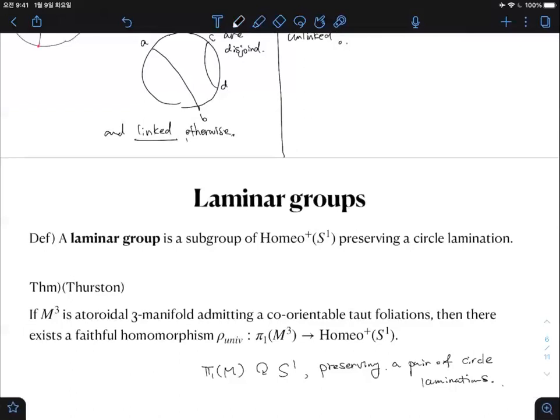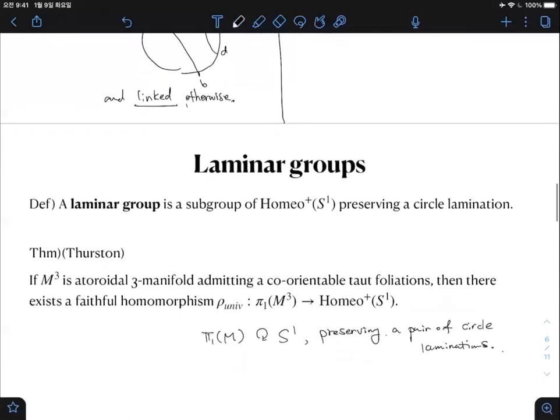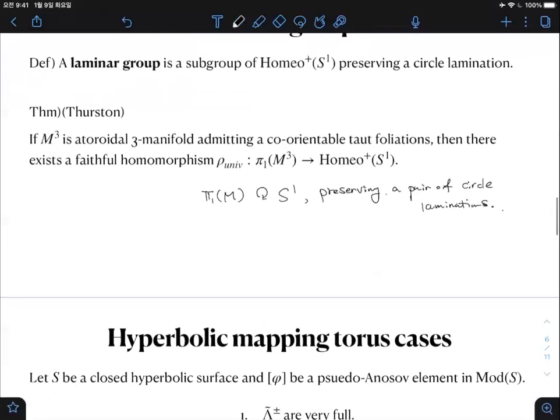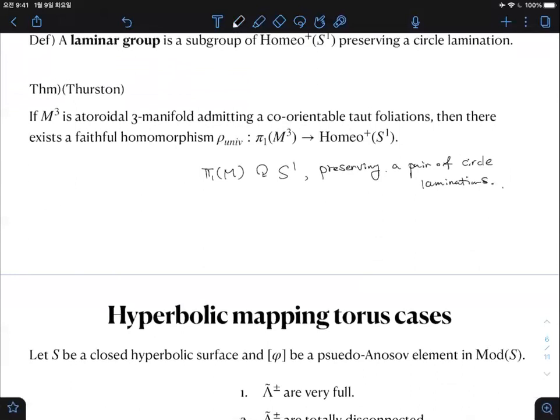So this gives a laminar group. By definition, first of all, I'd like to explain a more concrete example of a Seifert fibered manifold admitting a co-orientable taut foliation. The most typical example is a hyperbolic mapping torus.